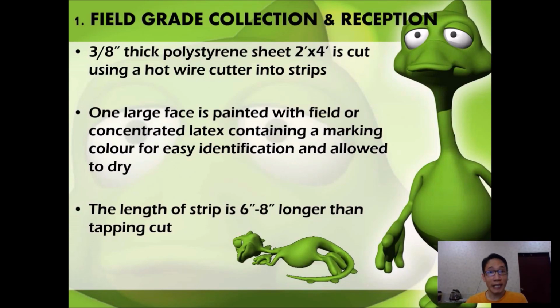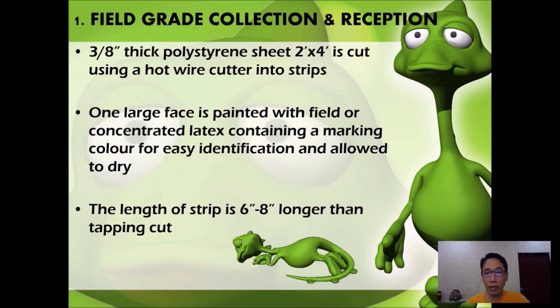Usually the rain guard is 3/8-inch thick polystyrene sheet with 2x4 cut using a hot wire cutter into strips. One large face is painted with frill or concentrated latex containing marking color for easy identification and allowed to dry. The length of the strip is approximately 6 to 8 inches longer than the tapping cuts.